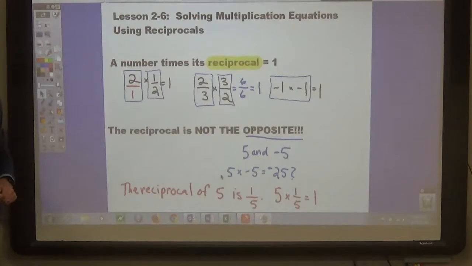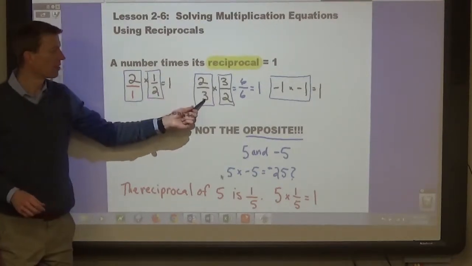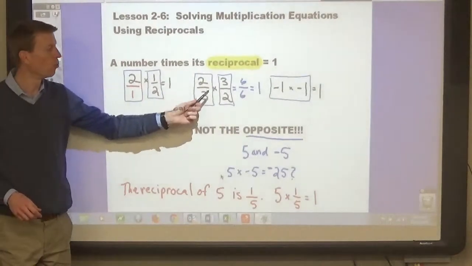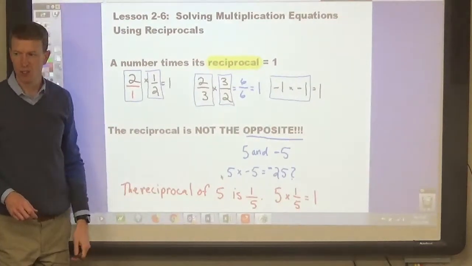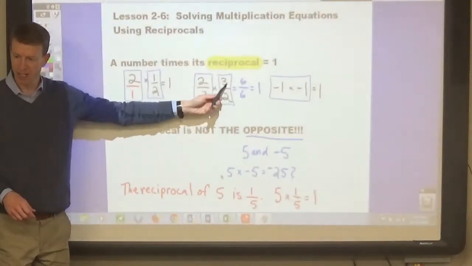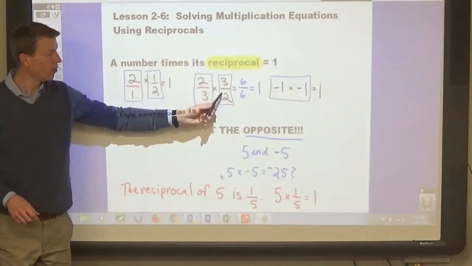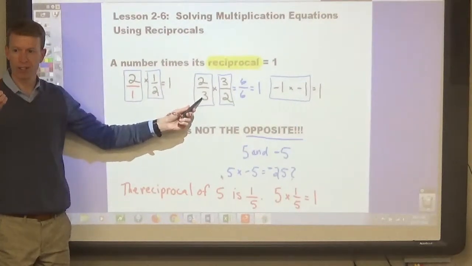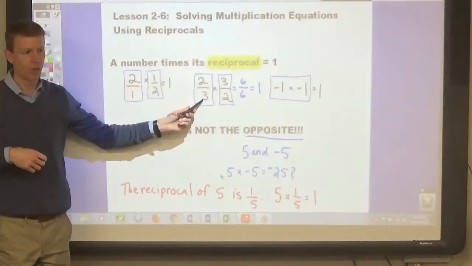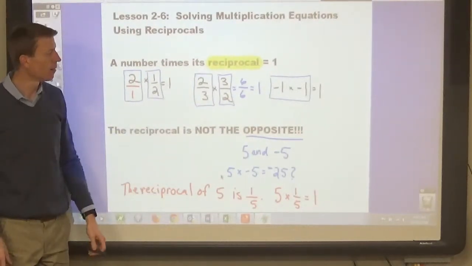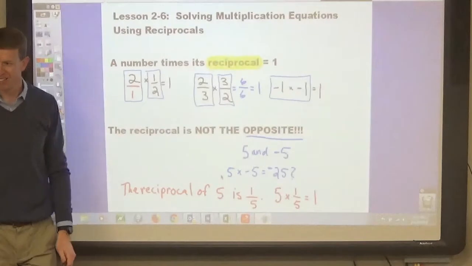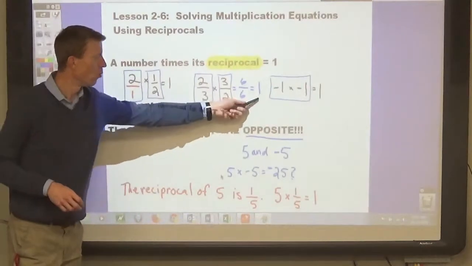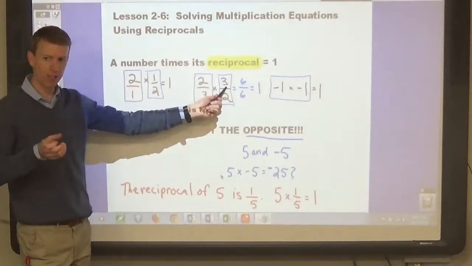Okay? What if you have 2/3? What's the reciprocal of 2/3? What number would give you 1? 2/3 times what? Times 3/2. So if we take a fraction and you flip it over, you get its what? You get its reciprocal, right? Yeah. When you take a fraction and you flip it over and you multiply them, you get 1. So the reciprocal is the fraction flipped over.